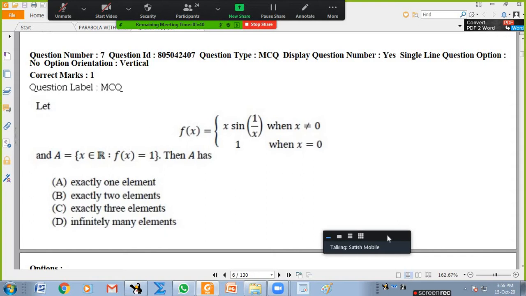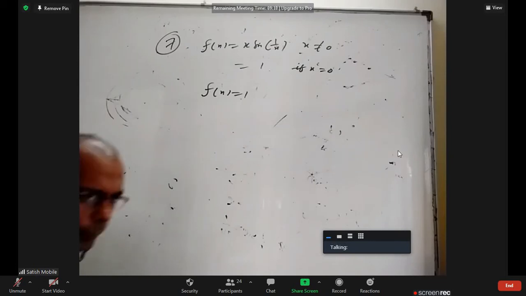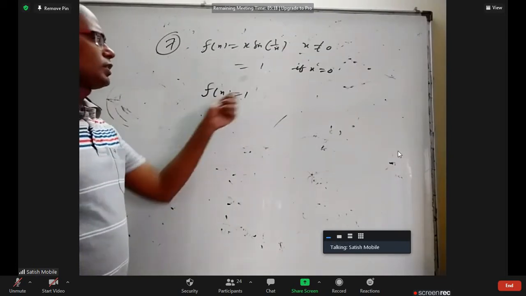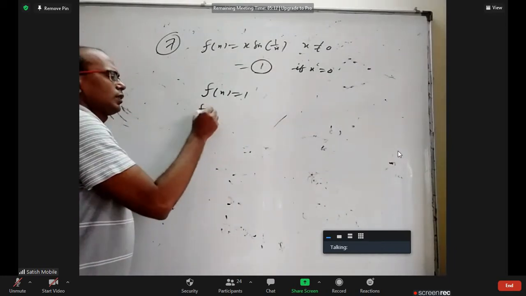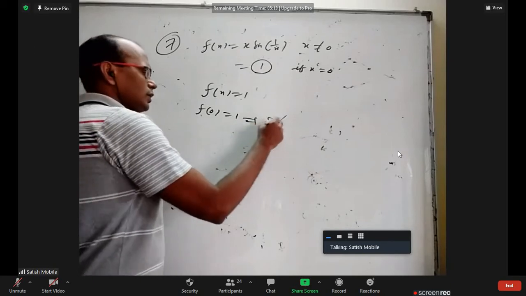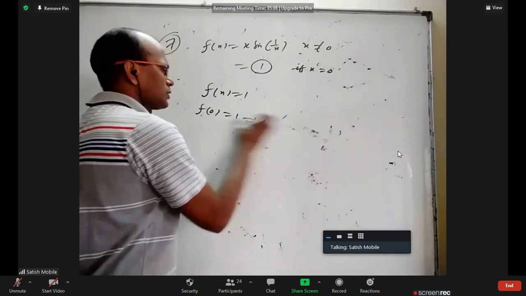Okay, 7th question. The question says f of x is equal to x sine 1 by x when x is not equal to 0, and 1 if x is equal to 0. They defined it like that, and now they're asking f of x equal to 1, how many solutions are there? One obvious solution you can see here, f of 0 is 1. F of 0 equal to 1 implies f of x equal to 1. One solution is x equal to 0.